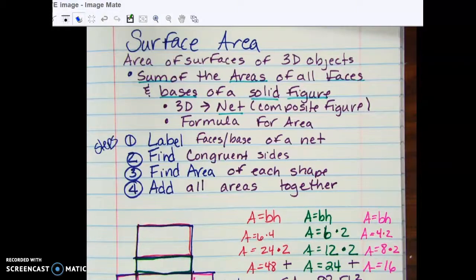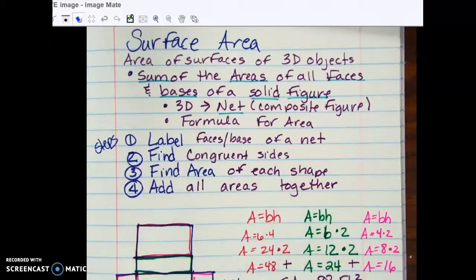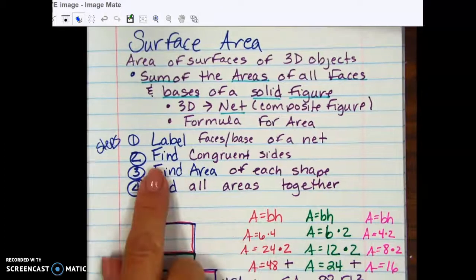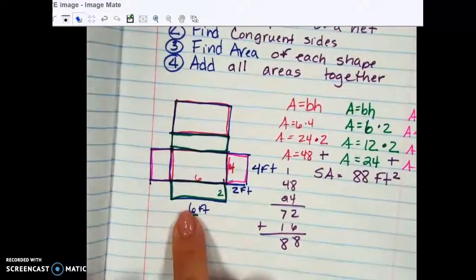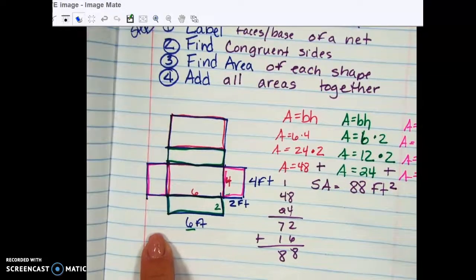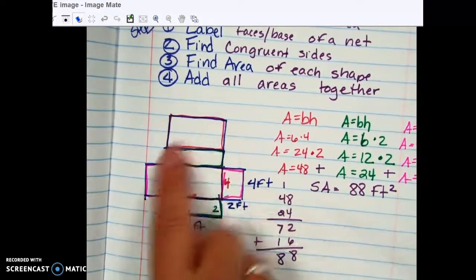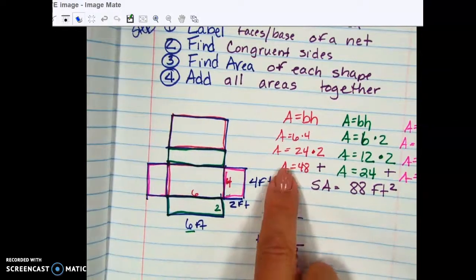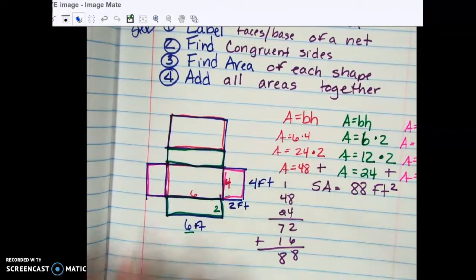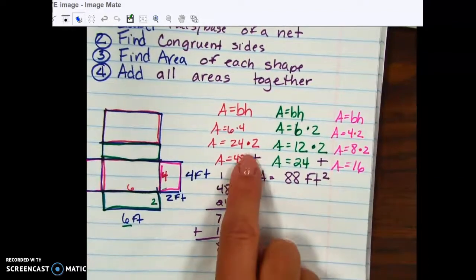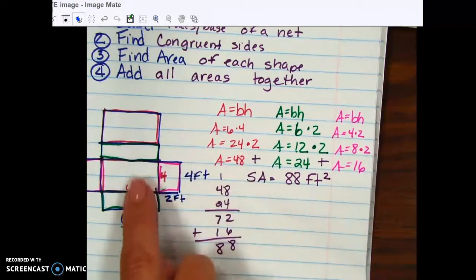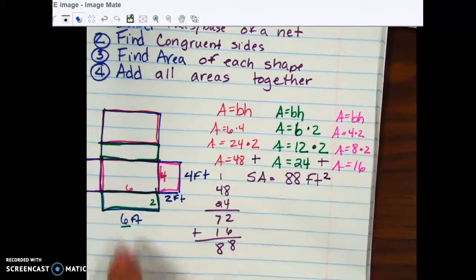So we introduced surface area, and we know that it is the area of faces of 3D objects. It's the sum of all those areas of the faces. And I said that I want you to follow these steps here. In addition to that, we had this net of a rectangular prism, and we found the surface area of the net by finding the area of each shape by color, and then adding those areas together. Let me remind you, we had to multiply them by 2 because there were 2 of this size, 2 of this size, and 2 of this size.